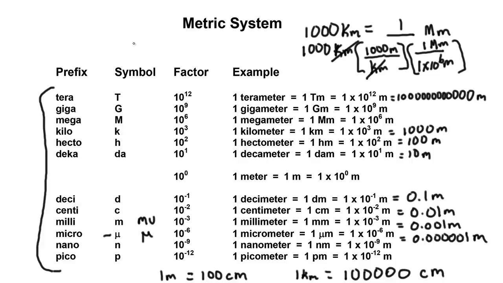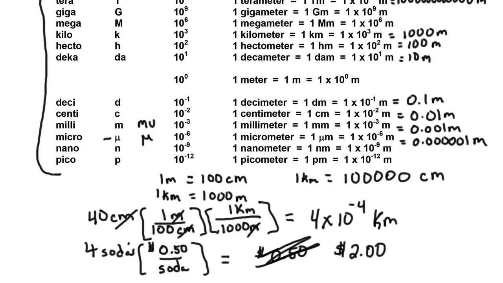So I'll ask you to do conversions like that. I might just say 1 kilometer is equal to, and then you'd have to tell me what that equals. So those are types of typical questions.